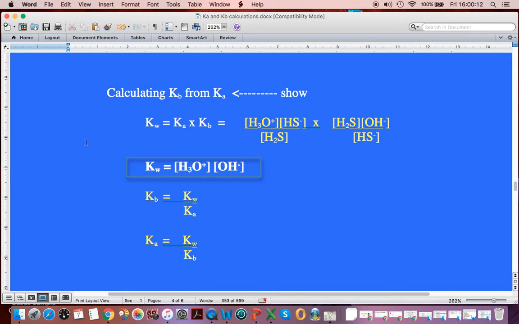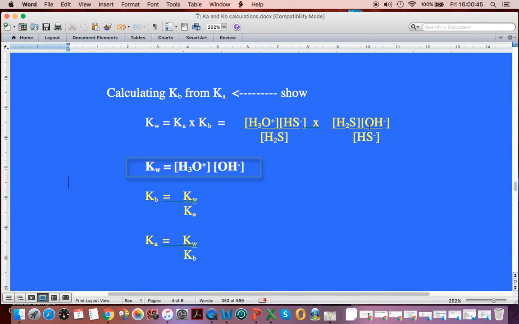Good day. This is our third video in calculations related to Ka and Kb. First of all, this is just showing you that Kw equals Ka times Kb. What that means is the Ka for an acid and the Kb for its conjugate base. So here H2S is the weak acid, and there's its Ka expression. And the conjugate base of H2S is HS minus, and here's its Kb expression.